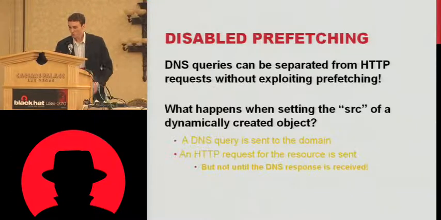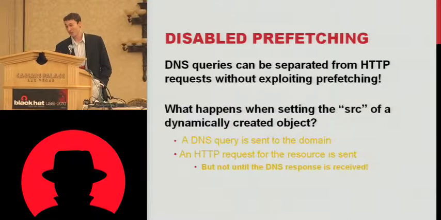Now, what if they have prefetching disabled? You're still actually able to separate the DNS from the HTTP here without exploiting prefetching. You have to think about what happens when you set the source of a dynamically created object. Let's look at images now instead of anchor elements. The second you set the source, it's going to send out the DNS request, and then it's going to follow it up with an HTTP request. But the HTTP request won't be made until the DNS response is received.